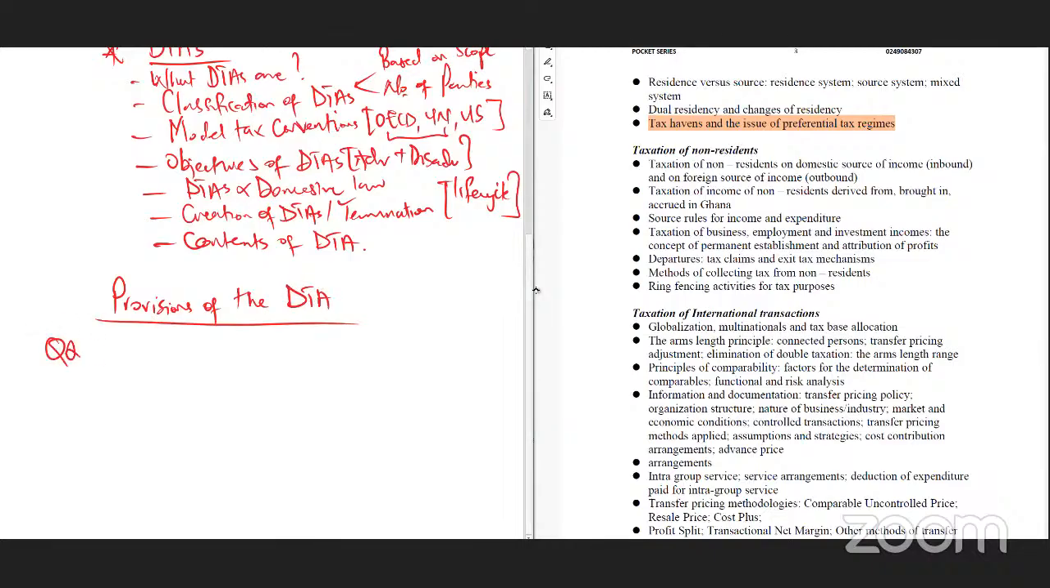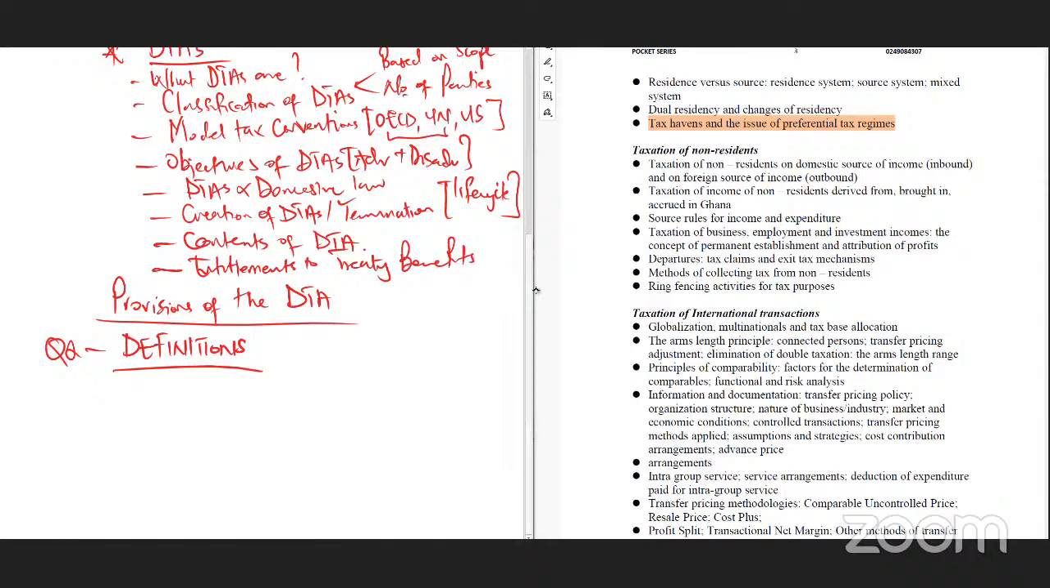But then our question 2 will first come with definitions, okay? So definitions. I forgot one thing under the question 1. Let's call it entitlement to treaty benefits. Please add it to it. Entitlement to treaty benefits.